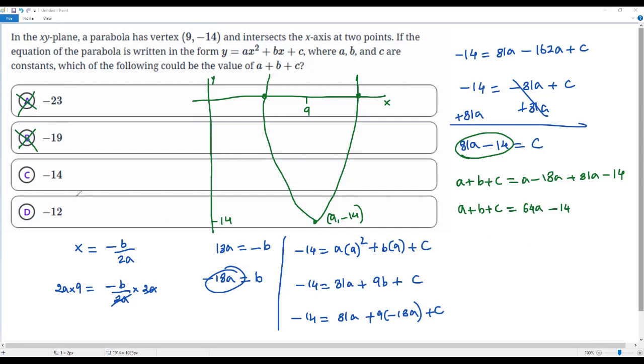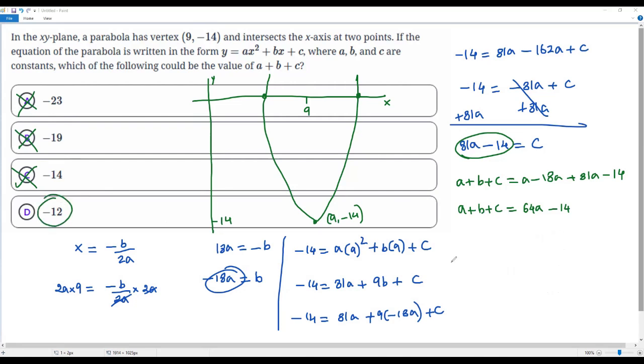Okay, now let's consider -14 for a + b + c. Then we get -14 equals 64a - 14. When I add 14 to both sides, I'm getting 0 equals 64a. So when I solve for a in this equation, I'm getting a equals 0. That's not possible. If a equals 0, then we will not have a quadratic function over here. Then we will not be getting the graph of a parabola. So the value in answer choice C, that is -14, cannot be the value of a + b + c. We can reject this one as well.